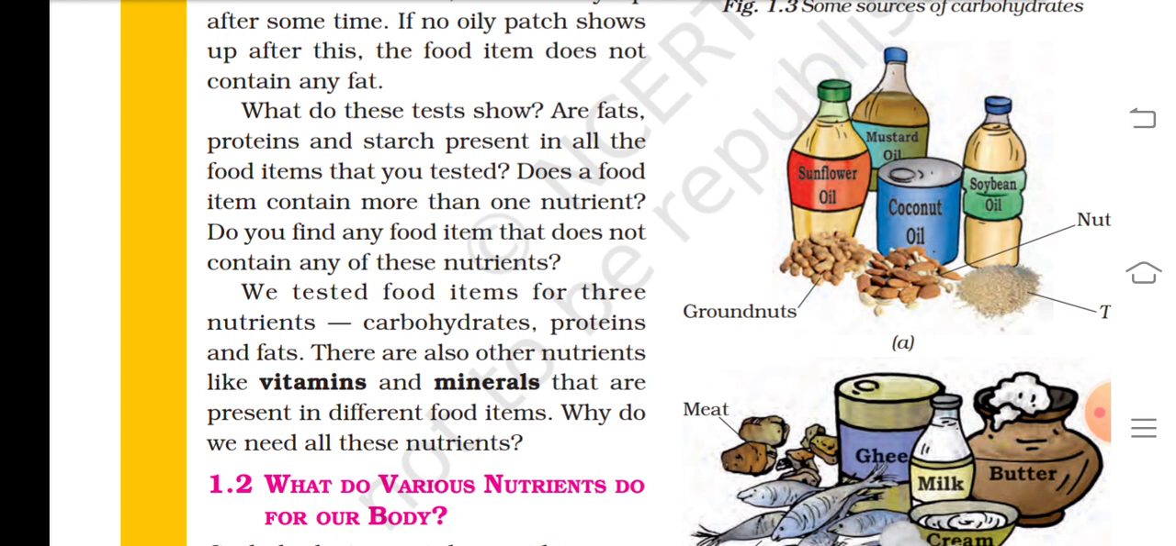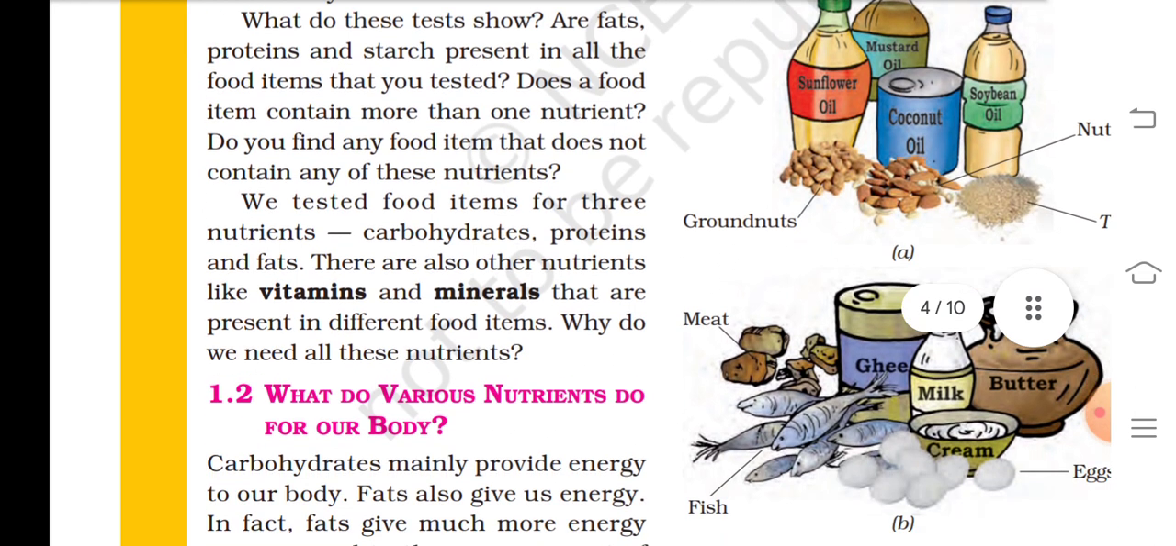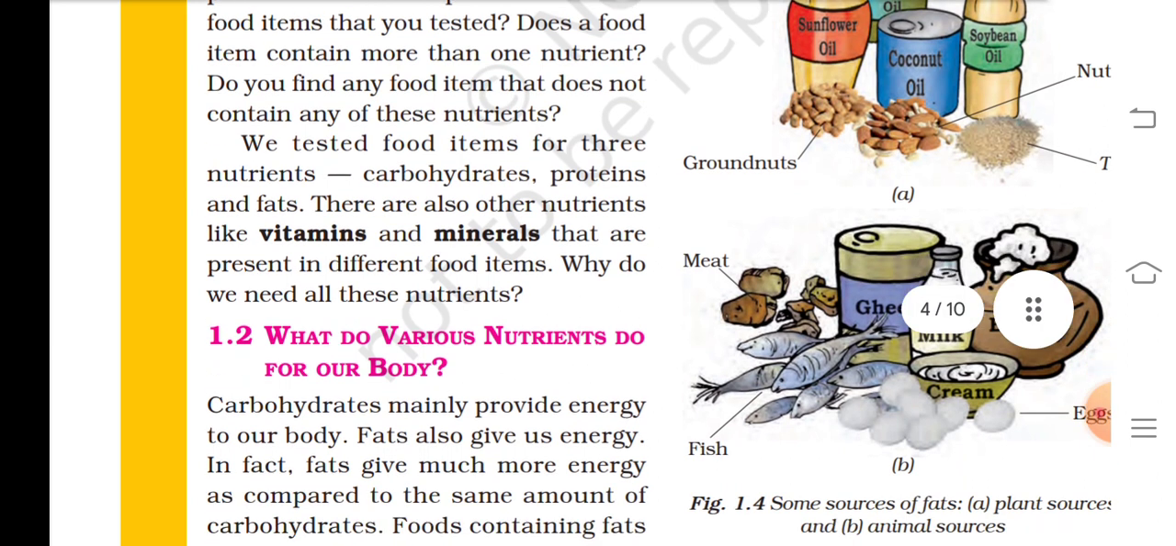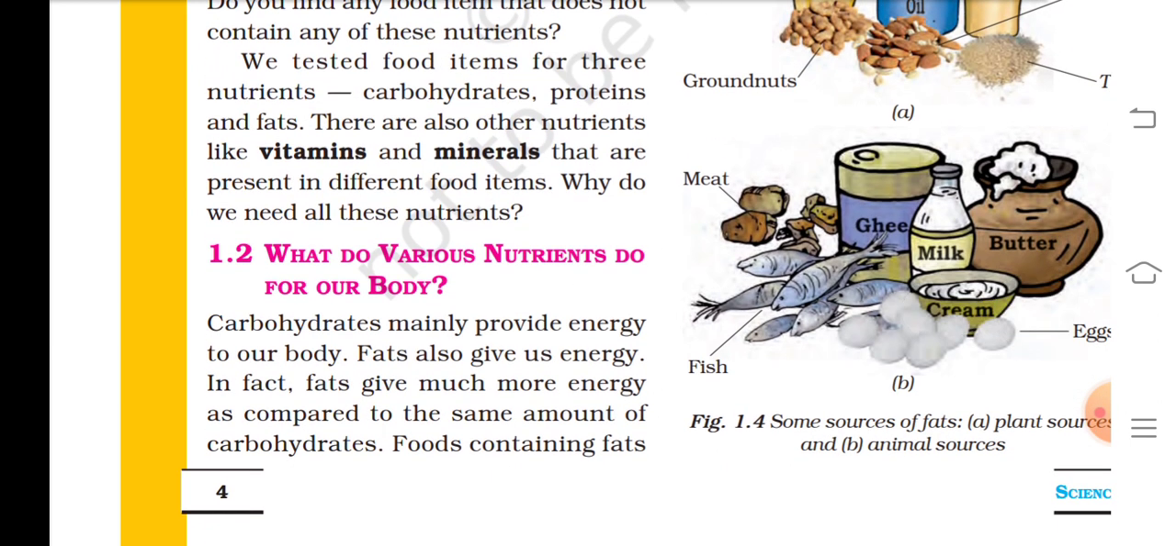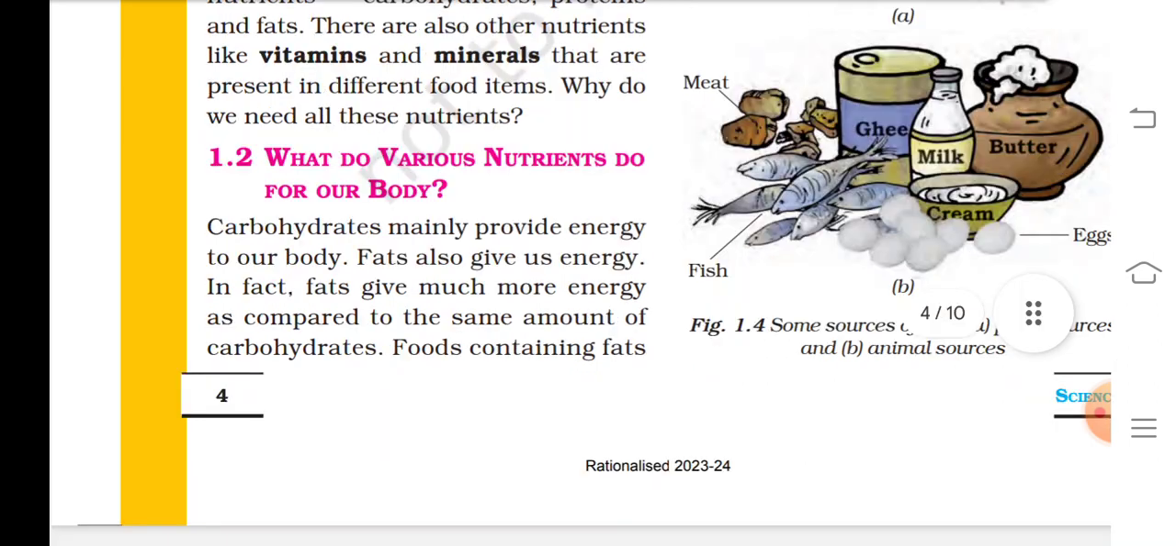Are fat, protein and starch present in all these food items that you tested? Does a food item contain more than one nutrient? Do you find any food item that does not contain any of these nutrients? We tested food items for these nutrients: carbohydrate, protein and fat. There are also other nutrients, like vitamins and minerals, that are present in different food items.